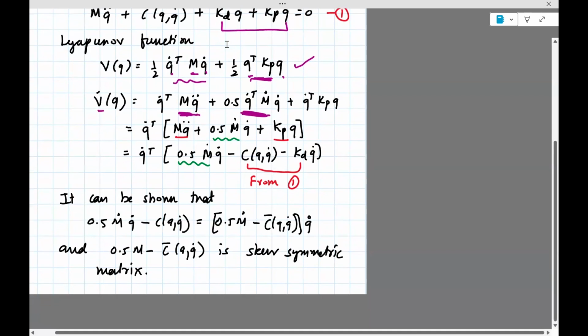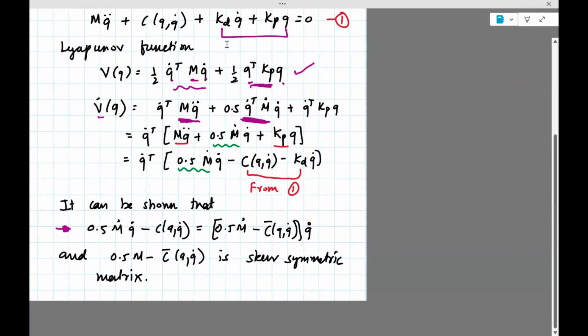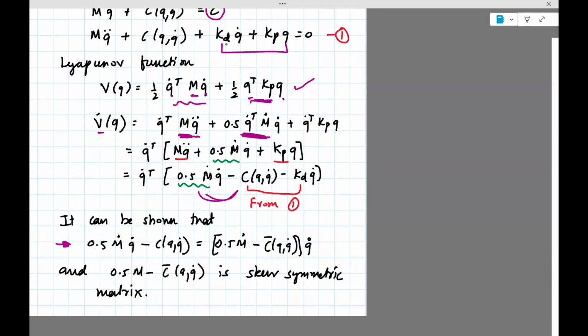Anyway, once you do this, you can club it as 0.5 M dot q dot minus C q minus kd q dot. Now it can be shown, and I will not do this here, you need the Christoffel symbols and the manipulation, that this term, M dot minus 2C times q dot, these two terms, can be shown to be a skew-symmetric matrix.